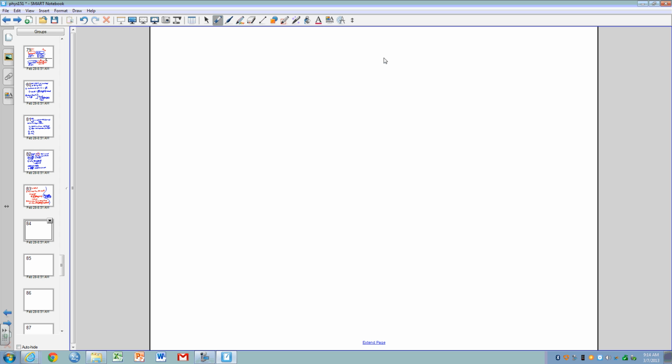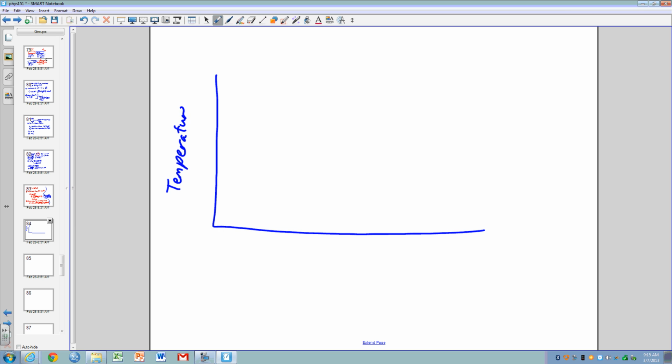So if I'm thinking about water, I'm going to make a graph here. As I said, I'm pretty sure this is in your book. Let me take a look and see. Yeah, it's on page 113 in your book. So I'm going to plot temperature here. And here, this is time.